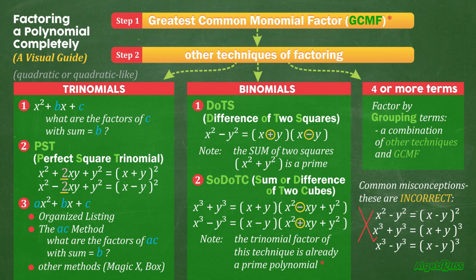Like previous parts in this series, let's review our visual guide, serving as our map in factoring polynomials. When we are asked to factor polynomials completely, the very first step is to get the GCMF. That's part 1 of this tutorial series. The link is in the description below. After that, we proceed to step 2, where we will use other techniques of factoring depending on whether we are left with a trinomial, a binomial, or a polynomial with 4 or more terms.